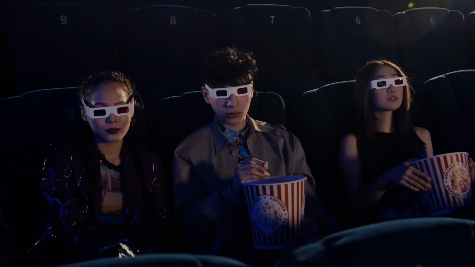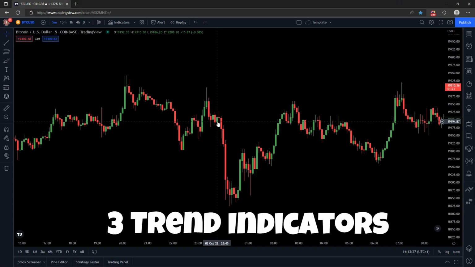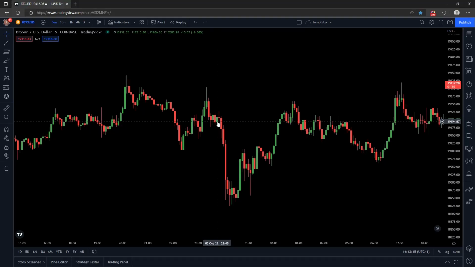I'm going to show you a very easy strategy that uses 3 trend indicators on tradingview.com, and it'll allow you to make great returns over time and even pass your funded account.